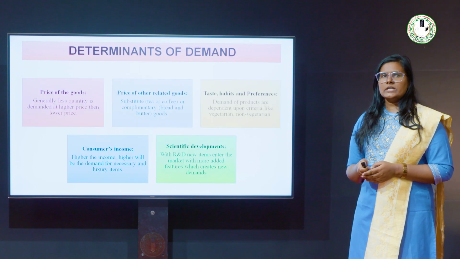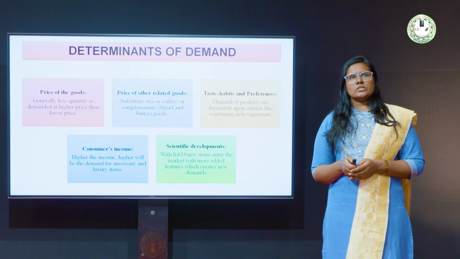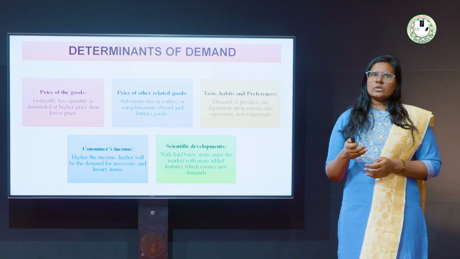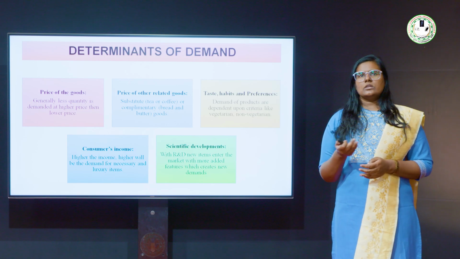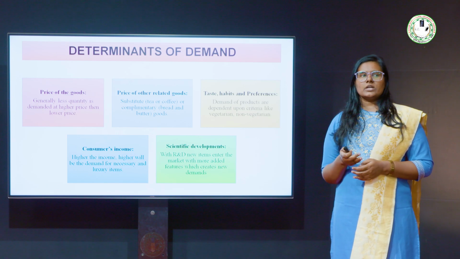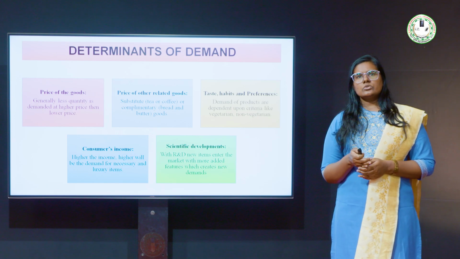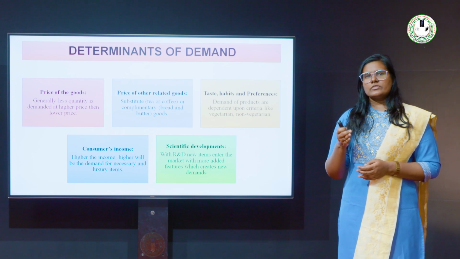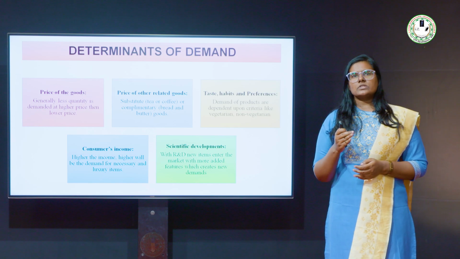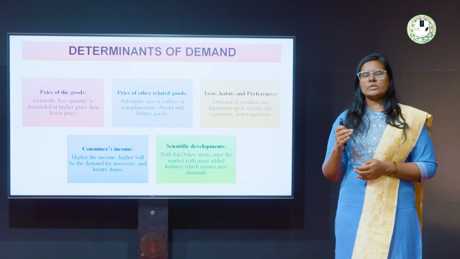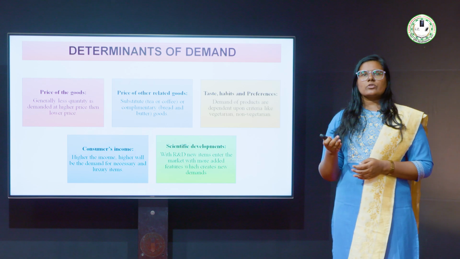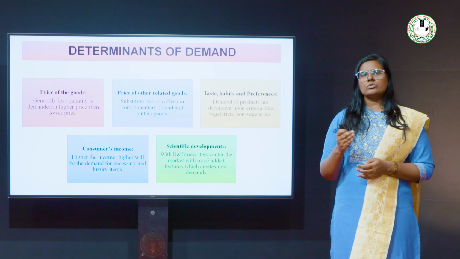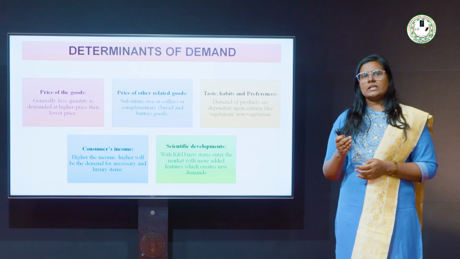If we see the determinants of demand, first one is the price of the goods. Less quantity is demanded at higher prices than at lower prices. Second is the price of other related goods like substitute goods or complementary goods. For substitute goods, for example tea or coffee, if the price of tea goes up, then people will prefer coffee over tea. And for complementary goods, both goods are required at the same time, like bread and butter.